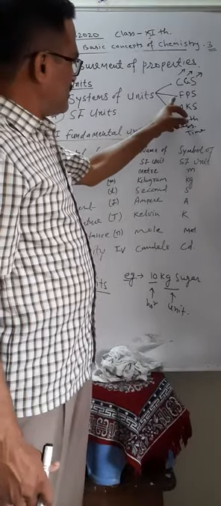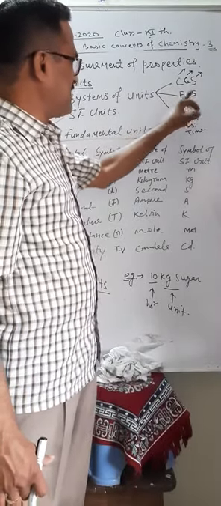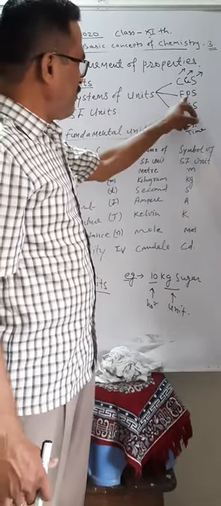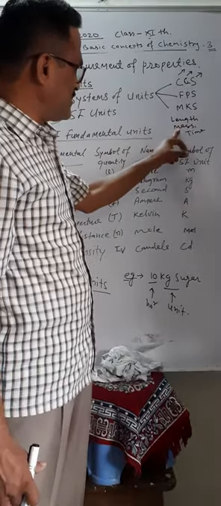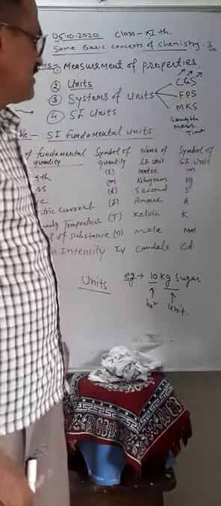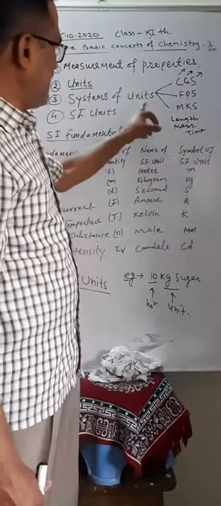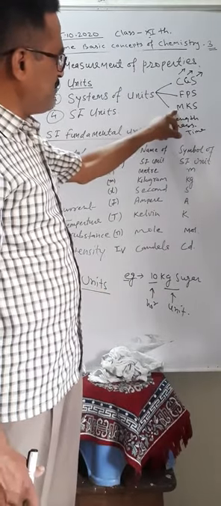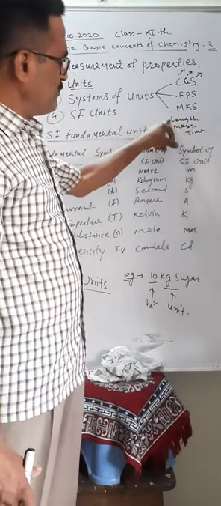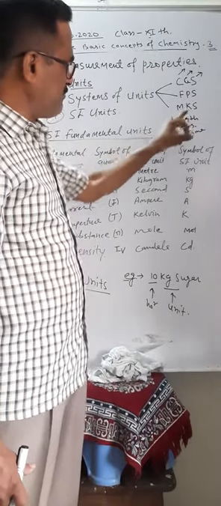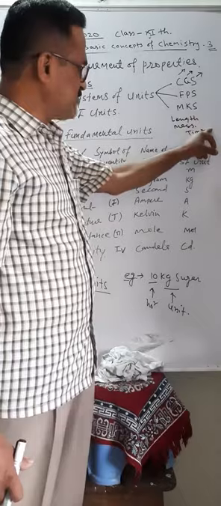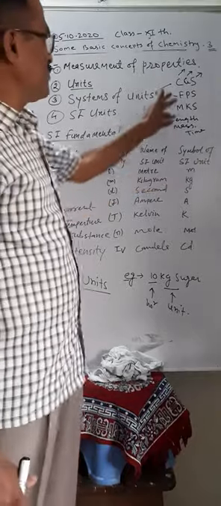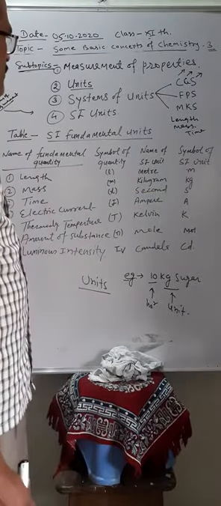Then the second system of units is the FPS. F means foot, which is used to measure the length. P for pound, it is used to measure the mass, and S stands for second to measure the time. And the third system is the MKS system, in which M stands for meter to measure the length, K stands for kilogram to measure the mass, and S stands for second to measure the time. So these are the three systems of units.